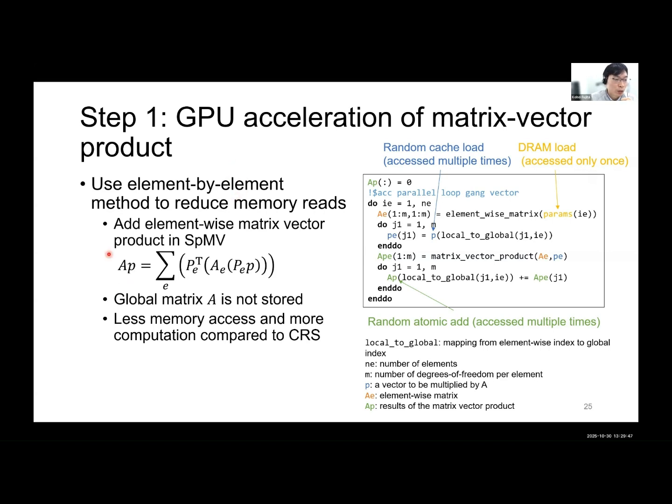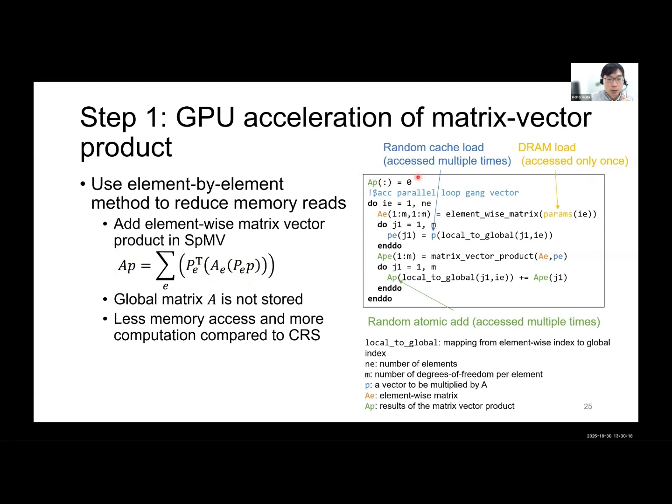So when we do a matrix vector product AP, we do a loop on the element. And for each element, we load the local right-hand side, multiply it to the local matrix, and then map it to the global node number, and then add it to the global vector. So this is the code. This green is the left-hand side.